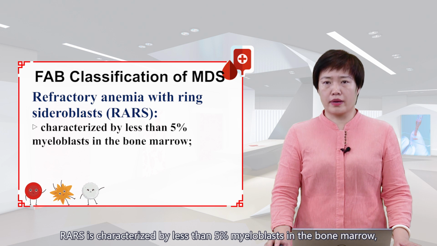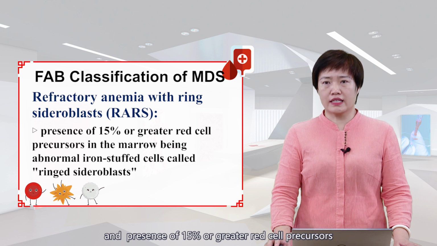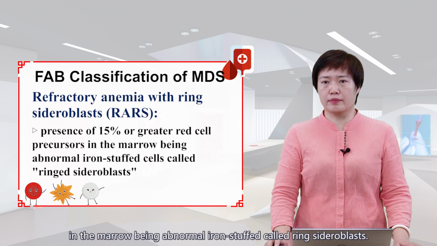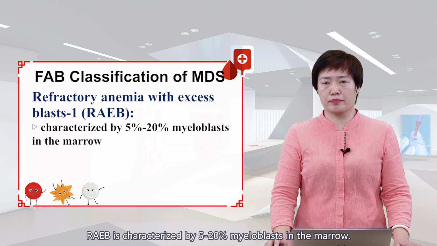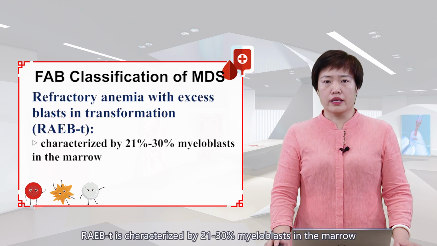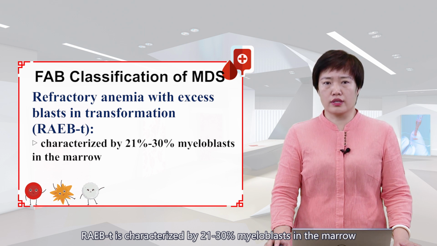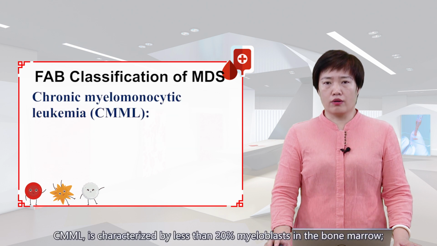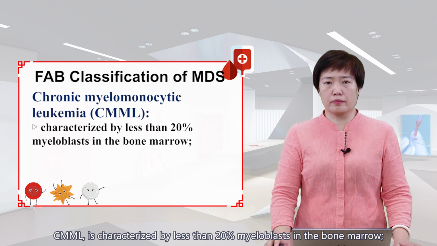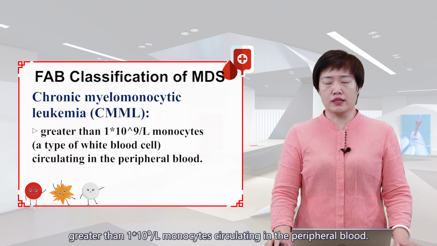RARS is characterized by less than 5% myeloblast in the bone marrow and the presence of 15% or greater red cell precursors in the marrow being abnormal iron-stuffed cells called ring sideroblasts. RAEB is characterized by 5 to 20% myeloblast in the marrow. RAEBT is characterized by 21 to 30% myeloblast in the marrow. CMML is characterized by less than 20% myeloblast in the bone marrow and greater than 1,000 monocytes circulating in the peripheral blood.